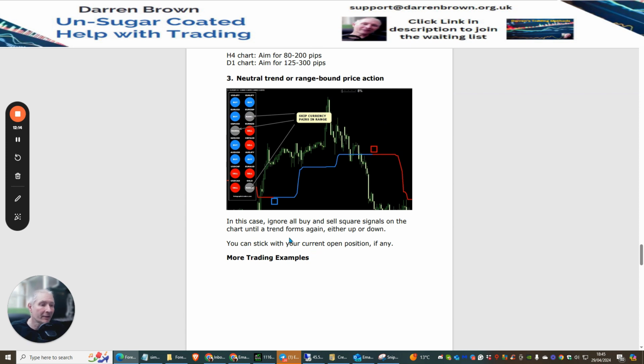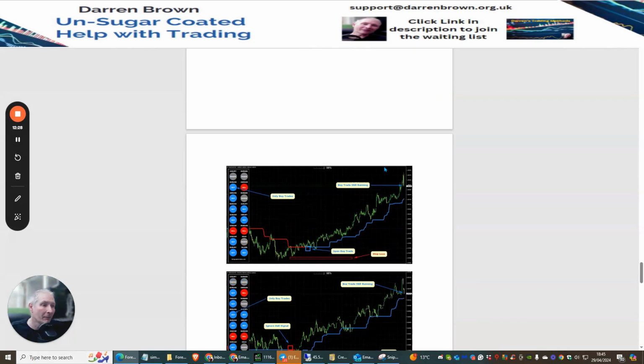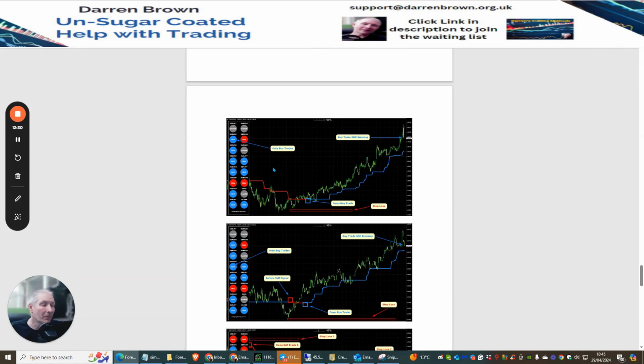So in this case, ignore all buy and sell square signals on the chart until a trend forms again, either up or down. You can stick with your current open position if there is any. So if you're already in an open position, you can still keep that position open. Now there's a couple of other pieces of information here. You can see this one here is GBP USD. This is our only buy trade.